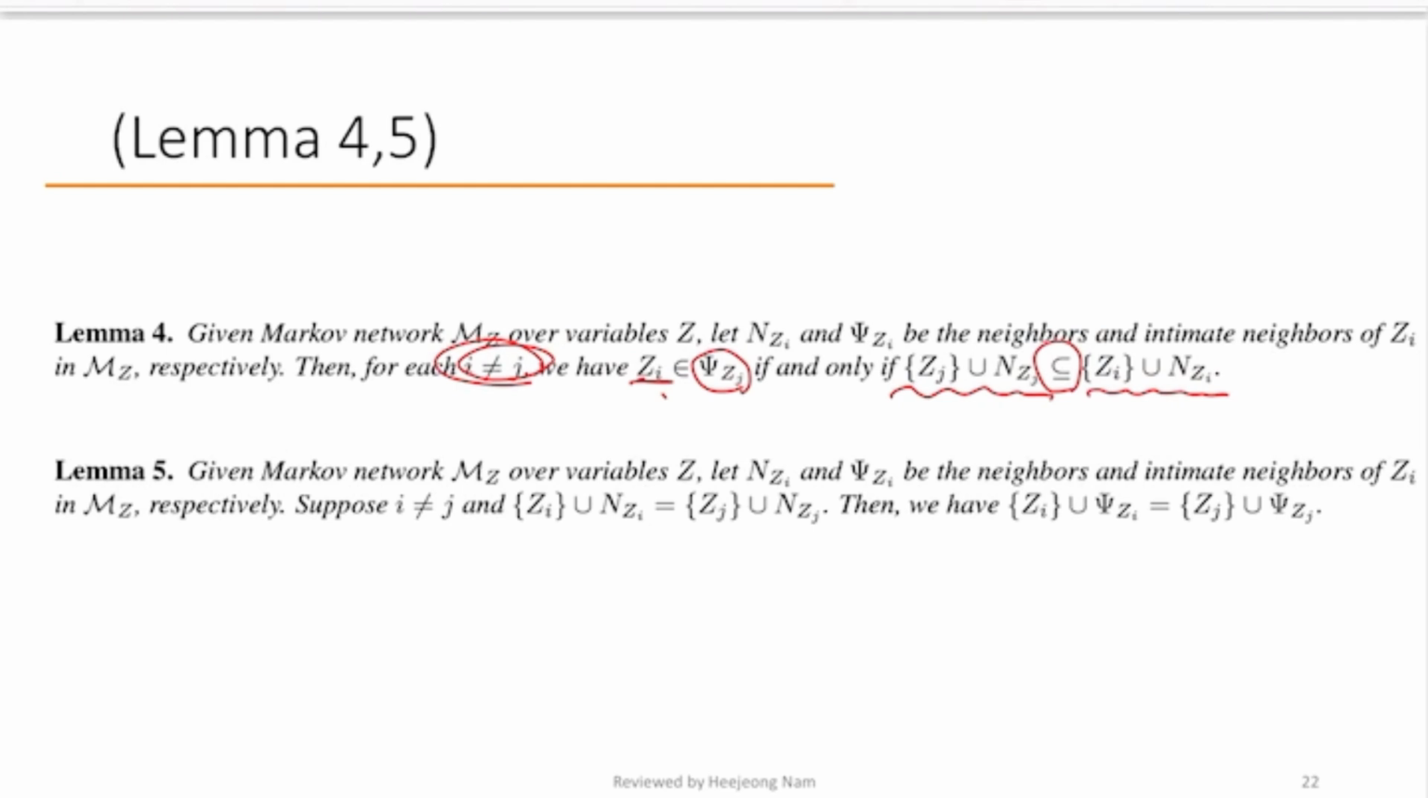And lemma 5 denotes that if the union of z_i and the neighbor of z_i is equal to the union of z_j and the neighbor of z_j, where i is not equal to j, then we have equal nodes in the union of z_i and the intimate neighbor of z_i and the union of z_j and the intimate neighbor of z_j.